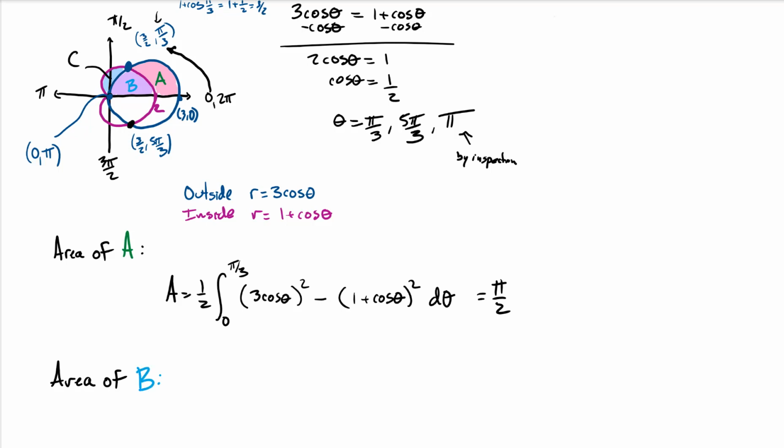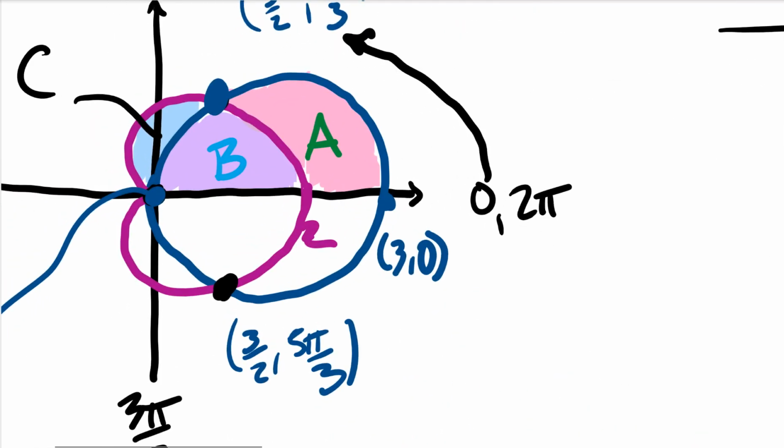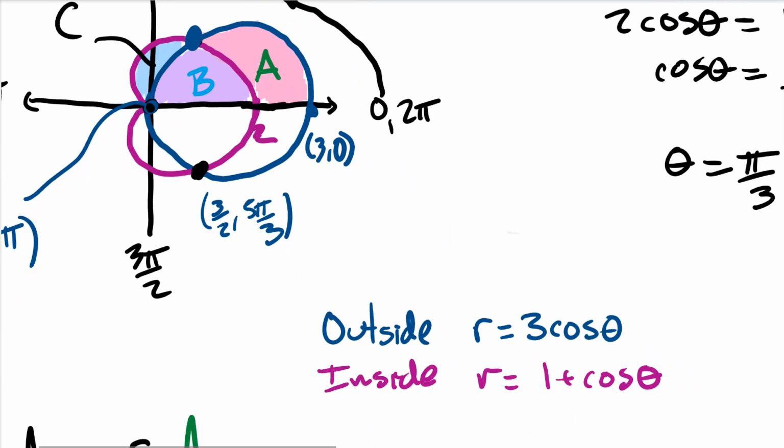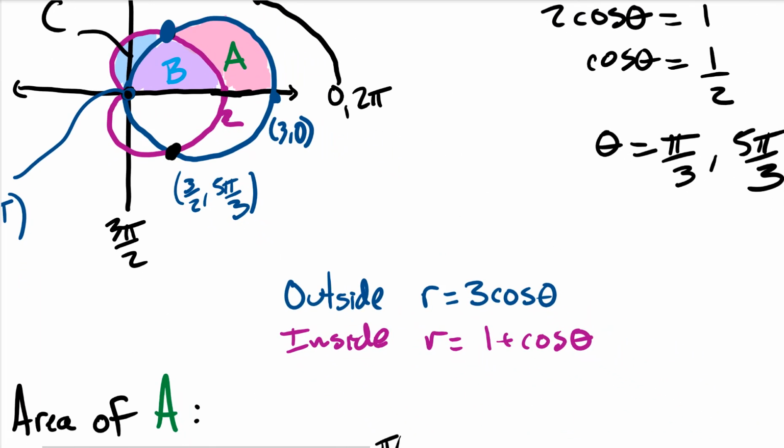All right, region B, where is that? It looks like we start at 0 and go all the way to pi, doesn't it? 0 to pi? But they're going to switch from an inside to an outside. We're going to have to do some work. But wait a second. How are we going to find this?